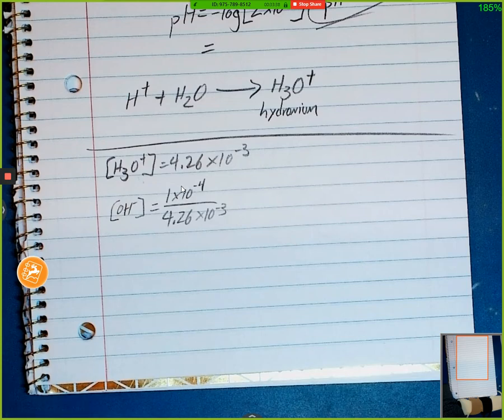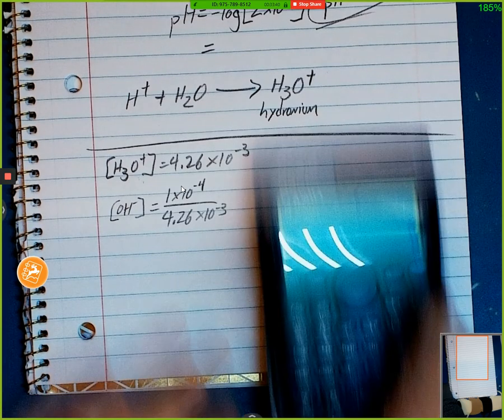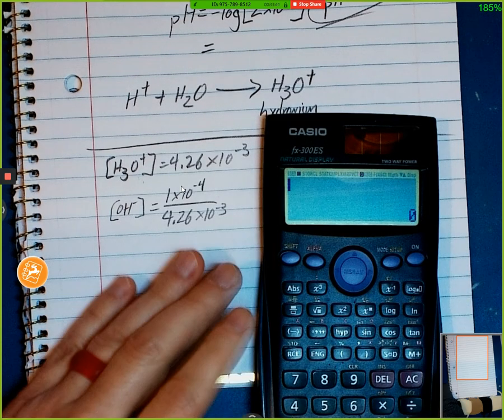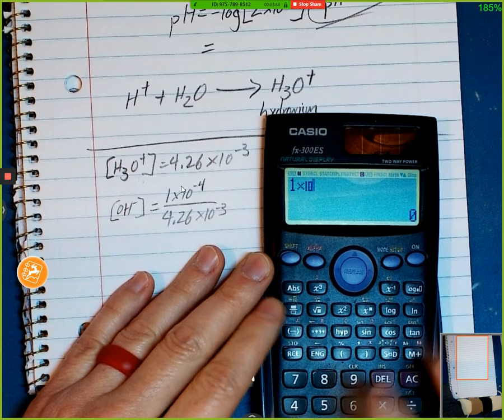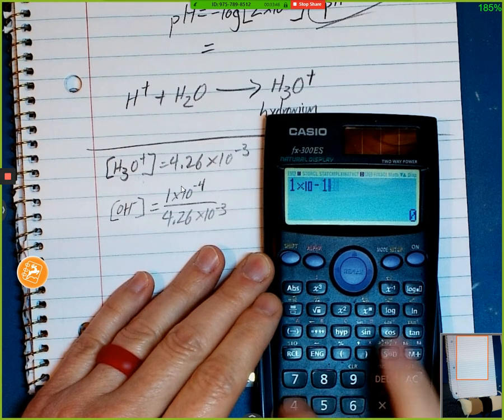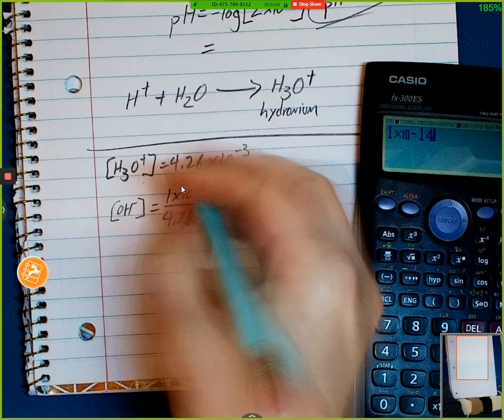Okay, so I'm going to bust out my calculator. I'm going to do 1 times 10 to the minus 14. That should be a 14 and not a 4. Let me fix that. Sorry about that.